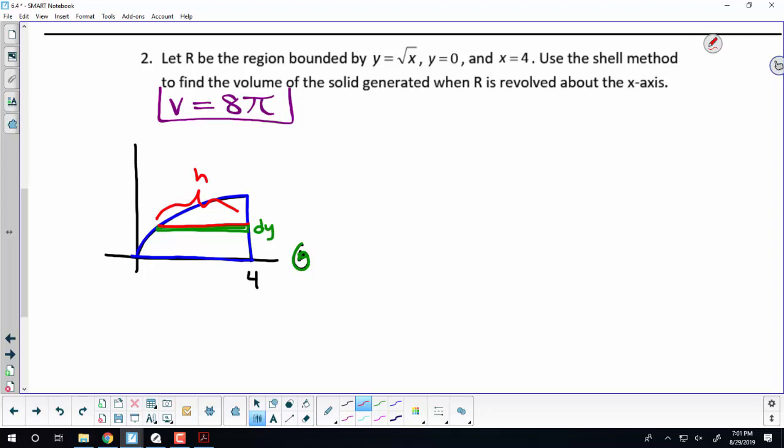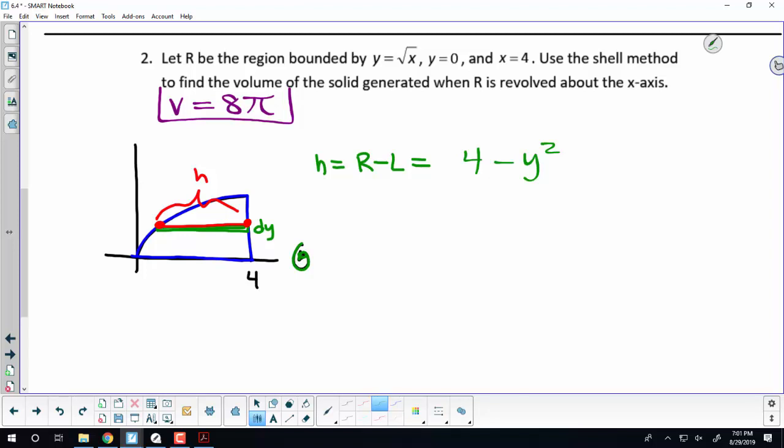So we measure that length, or that height, if you will, the same way we've always measured, the right minus the left. So we have to take the right, which is 4, subtract off the left, which is the square root of x. But then we say, well, I need everything in terms of y, so I don't want to look at y equals the square root of x. I want to look at x equals y squared. So the right function is 4. The left function is y squared. Therefore, the height is 4 minus y squared.